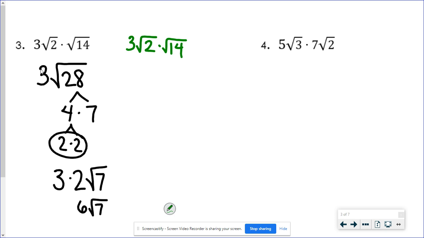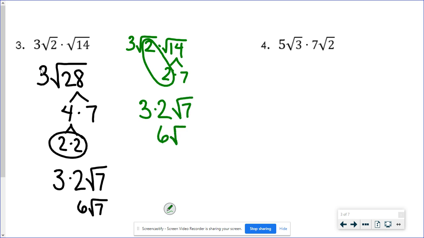So 2 is actually done. There's nothing I can do with that. But the 14, I could make that a 2 times 7. And now I can say, oh, right there, there's a pair. The first 2 was underneath a radical. The second 2 was from the 14, which is under a radical. So I have my 3 on the outside. I break the 2 to the outside, and there's still my 7 that's left over.